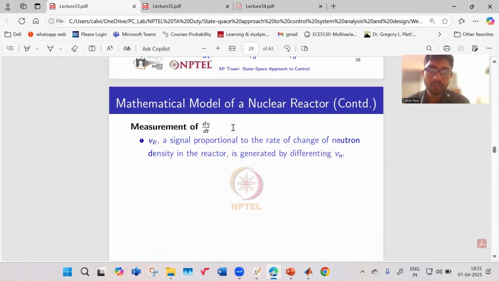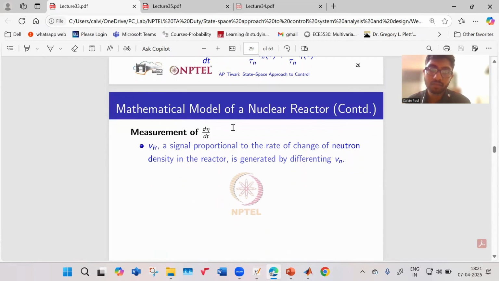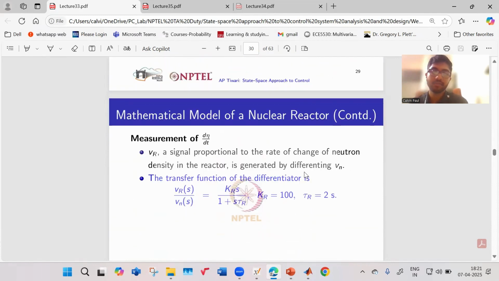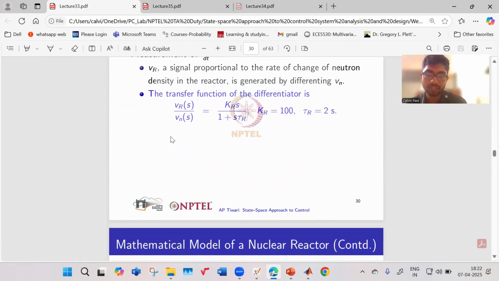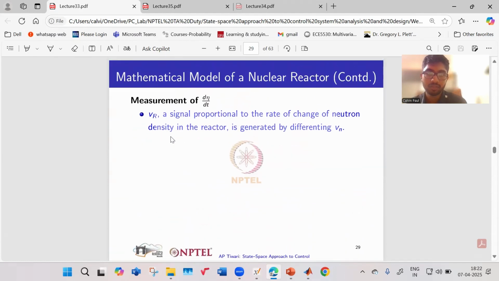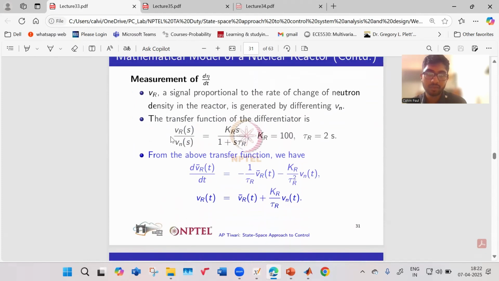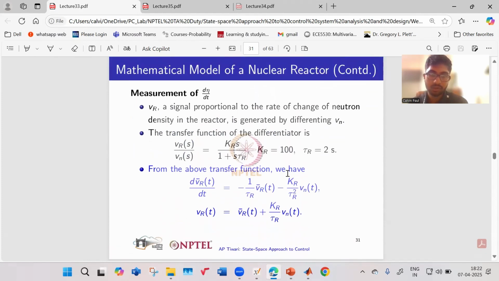Now measurement of dn of dt. We want to produce a signal proportional to the rate of change of neutron density in the reactor, which is actually generated by differentiating Vn. Okay. So Vr is a signal proportional to the rate of change of neutron density, and its transfer function is given by this. This is measurement of dn of dt.